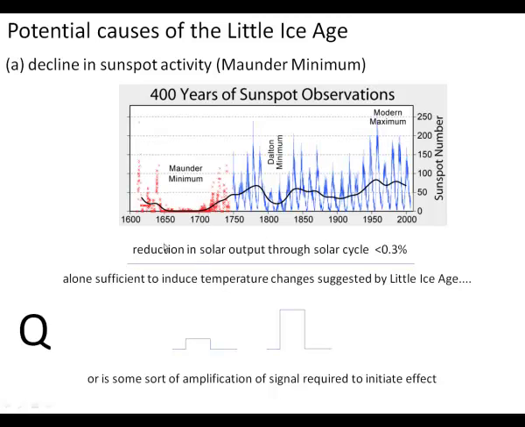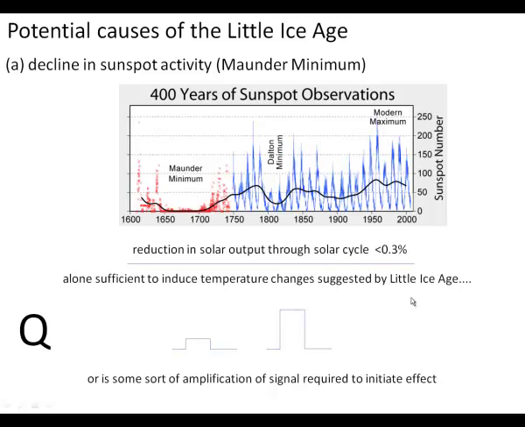If you remember, we're talking about the reduction in the solar output through a single solar cycle, a fluctuation of 0.3% of the total solar irradiance. So in other words, it's a very small proportion of the budget that's received annually that it changes by. The question is really, is that sort of fluctuation on its own sufficient to induce the temperature changes that are suggested by the Little Ice Age?